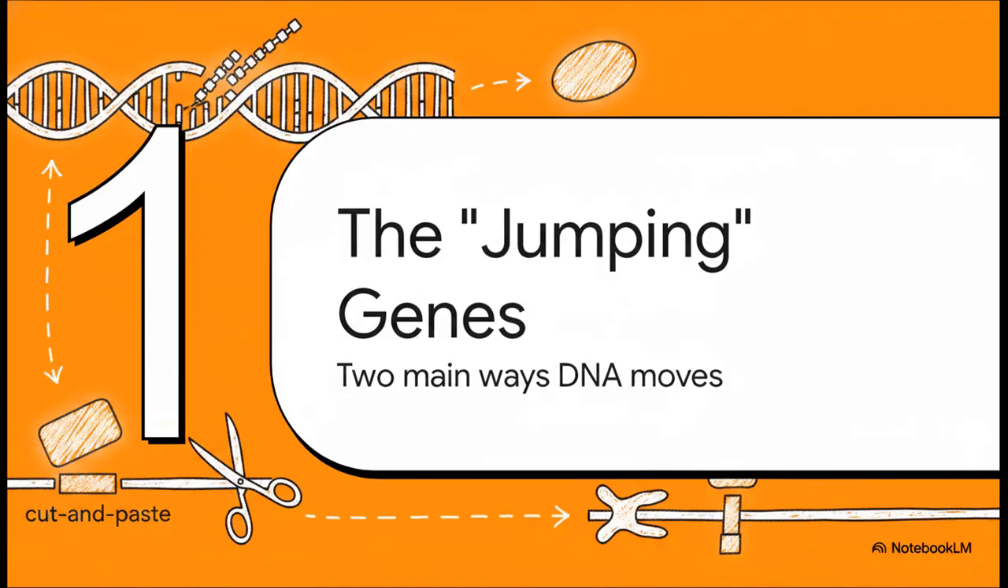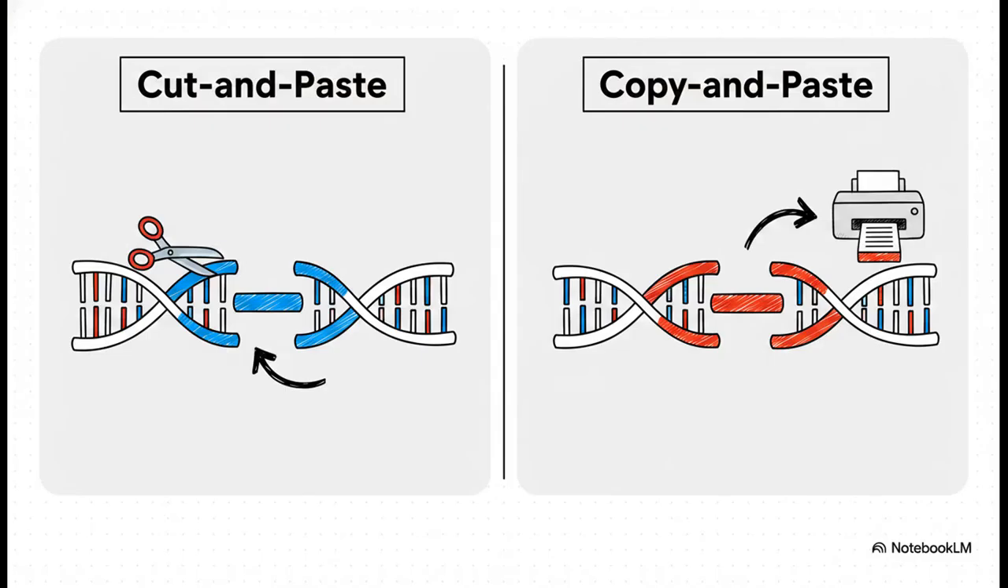Okay, so how do these genes actually jump? It's not totally random. There are actually two very distinct methods they use, and each one has really different consequences for our genome. The two main types are super easy to understand with a simple analogy. Think of class 2 elements as using a cut and paste function. The original piece moves, so the total number of copies stays the same. But class 1 elements, they use copy and paste. They make a duplicate of themselves, so the number of these things in our genome just keeps going up over time.